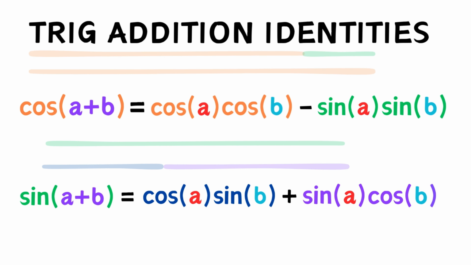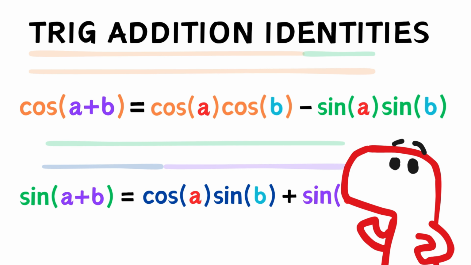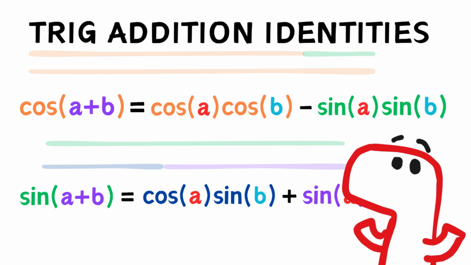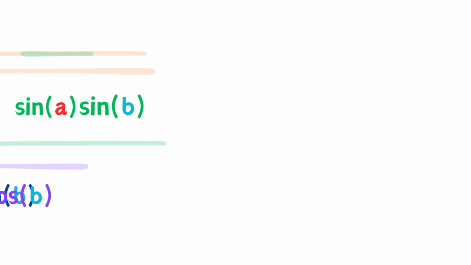These are the two trigonometric addition identities, and they may seem rather obscure and illogical. You may have wondered how they even work. This video is going to show you a really cool proof to derive these identities, and it's super intuitive.